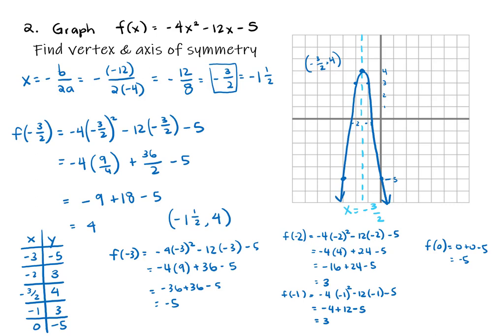I made sure to connect those points with a U-shaped curve. Make sure it's not V-shaped, but that it's U-shaped, and that you have the vertex labeled and the axis of symmetry labeled, since that was part of the original question. Make sure you also have numbers on your graph on both the x-axis and the y-axis. And once we make sure we answered all the parts, we're done with this question.